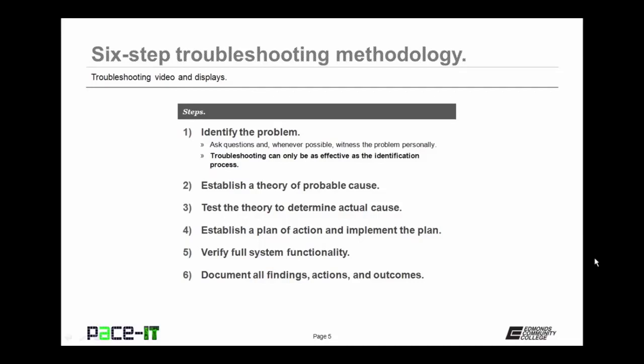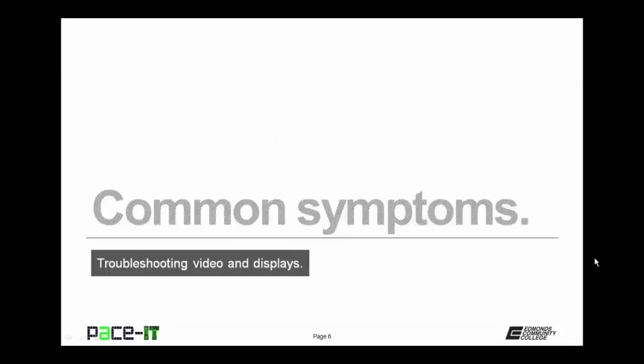Once you have identified the problem, then you need to establish a theory of probable causes. After you have established your theory, then you need to test the theory to determine actual cause. Once you've determined the actual cause, then you need to establish a plan of action and implement that plan. Once the plan has been acted upon, you should verify full system functionality, and once you're all done, be sure and document all findings, actions, and outcomes.